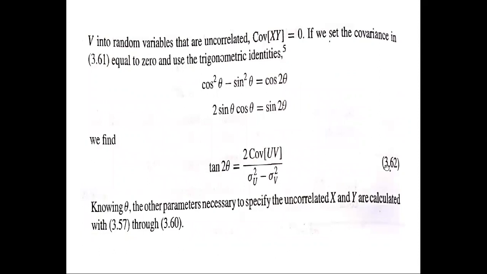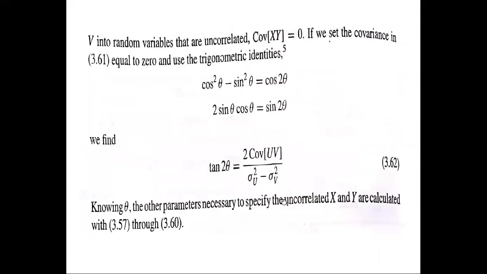So suppose that we have the bivariate random variables u and v with the known expected values mu u, mu v, sigma u squared, sigma v squared, and covariance of uv. We are looking for a method to transform u and v into random variables that are uncorrelated. So you can say that covariance of xy is 0. If you consider this equal to 0, then you can take this on this side and keep this on the other side. We can consider cos squared theta minus sin squared theta is cos 2 theta, and 2 sin theta cos theta is sin 2 theta.